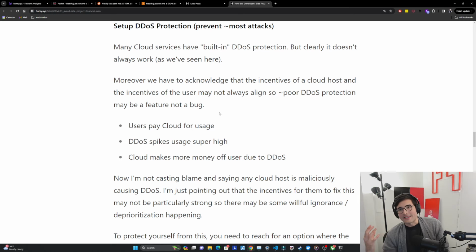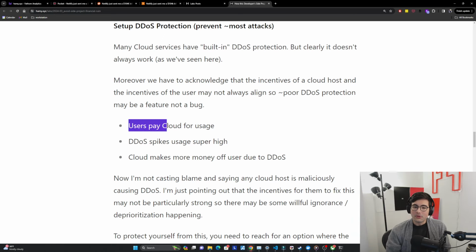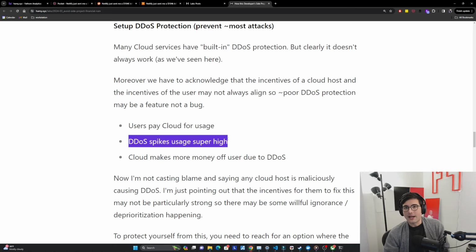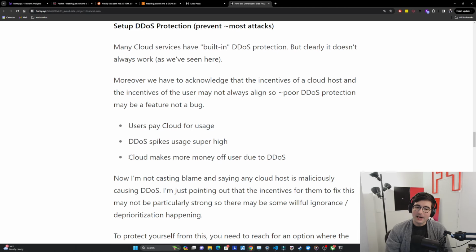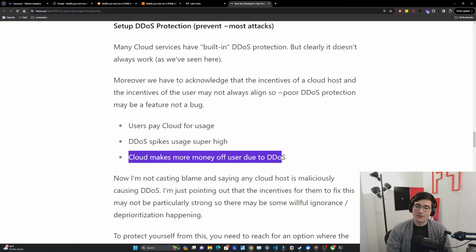Let's think about this. I always like following the money to figure out incentives, because usually this is how things end up settling in the real world. So users are going to pay the cloud for usage, and the cloud wants people to use their stuff more. Now, DDoS spikes usage super high because it forces the cloud to do that infinite scaling, spinning up way more usage than is actually necessary. So if we follow the money, the cloud makes more money off users due to DDoS.